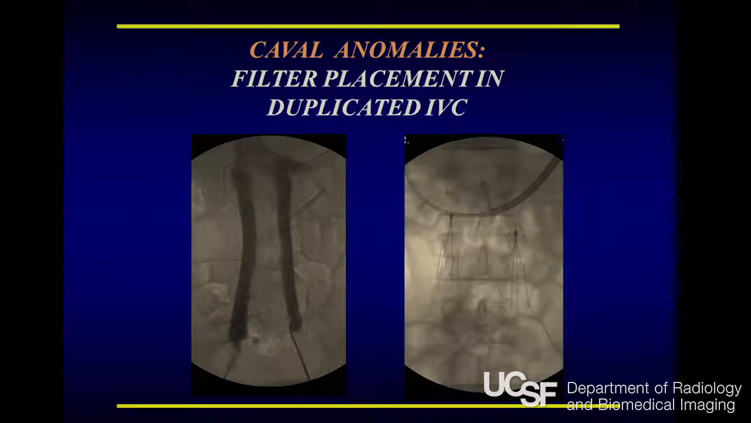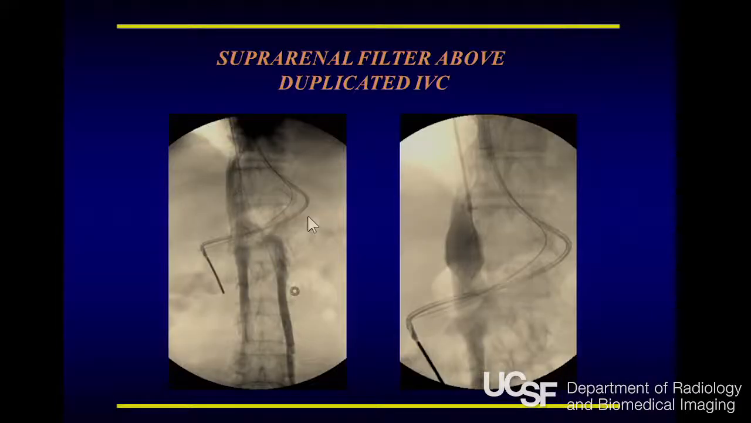The reason why we do this is because if you just place a filter in one IVC segment, you won't protect from DVT going up the other side. So you can place filters in both moieties, or in this case, you can place a filter above where the two cavas coalesce at the level of the renal veins. And that's what was done here, probably because these IVCs are fairly narrow, and they probably wanted to avoid potentially obstructing or thrombosing these off with a filter in such a narrow channel, so they placed the single Option filter above in a suprarenal location.